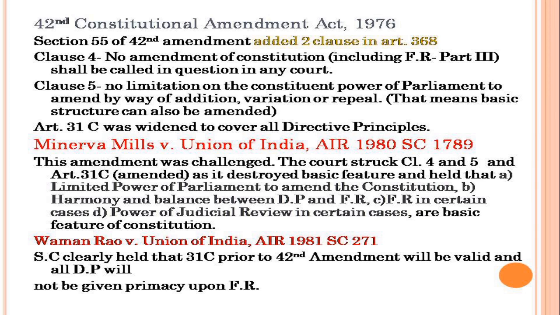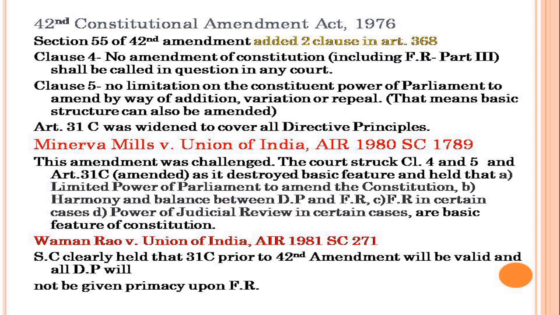In this case, the court struck down clause 4 and 5 as invalid because it destroyed the basic feature. So, the Supreme Court held that basic feature of the Constitution is an essential element which cannot be changed. This judgment made it clear that Constitution is supreme and not Parliament. Parliament is just a creature of constitution and has all power from it, including power to amend.